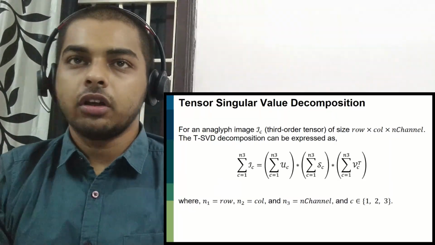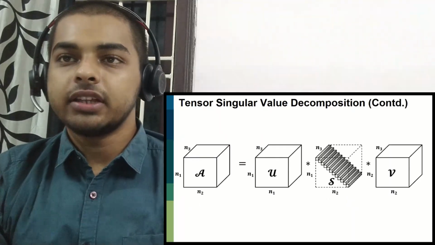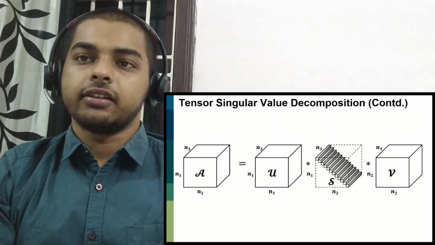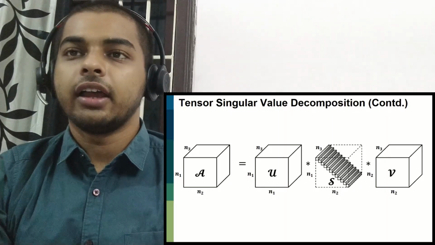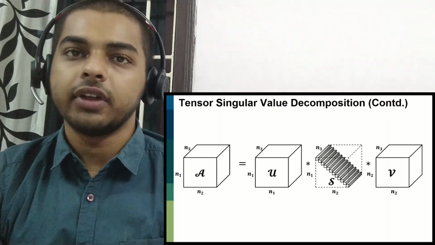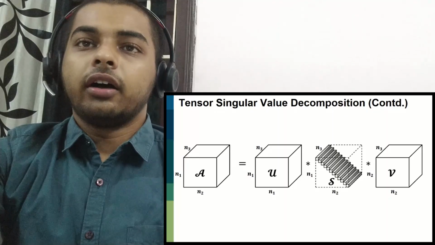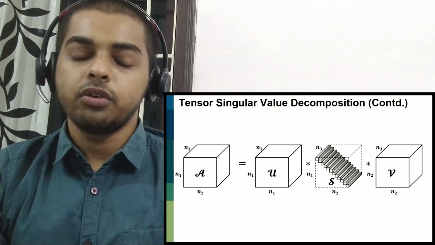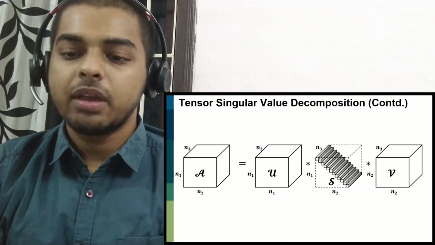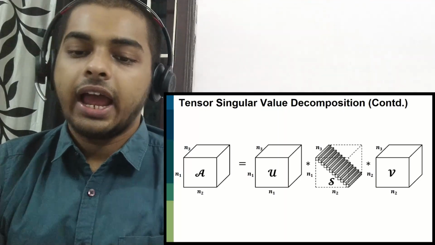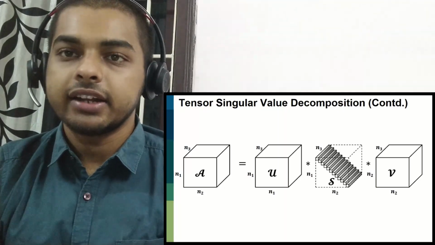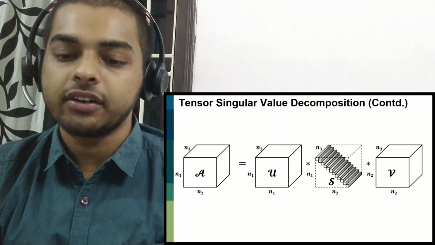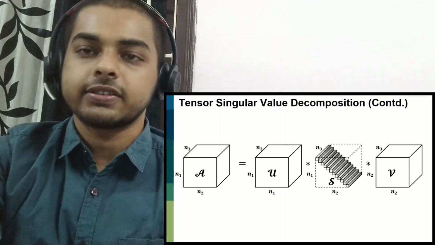So this is the pictorial representation of the tensor SVD. Here A is our anaglyph image, S is the singular tensor, and U and V are the orthogonal tensors. S contains all the singular values of the anaglyph image A. So what is the advantage of singular value decomposition? It is fast and very memory efficient for tensor applications, and it can process high order tensors like a color RGB or anaglyph image very efficiently. And the first singular value S1, by virtue of its highest entropy, provides very good imperceptibility and robustness.